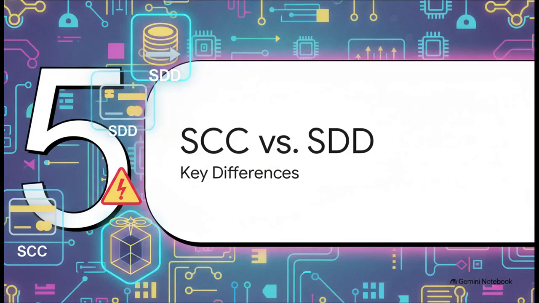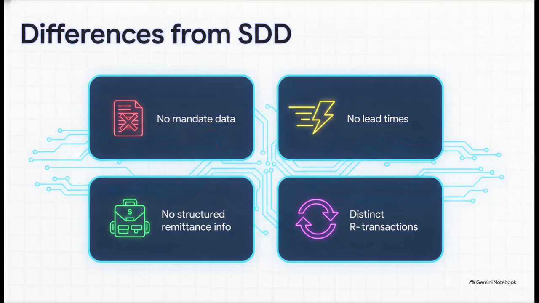Section 5, SCC versus standard SDD. Okay, I need to issue a strict warning here. Just because SCC shares ISO formats with SEPA Direct Debit, assuming it behaves the exact same way is a massive architectural trap. Let's rapid fire through exactly why they're fundamentally different. First up, mandates. If you treat SCC like SDD, you're going to go looking for mandate data. Well, there is none. The physical authorization at the terminal completely replaces the need for a direct debit mandate.